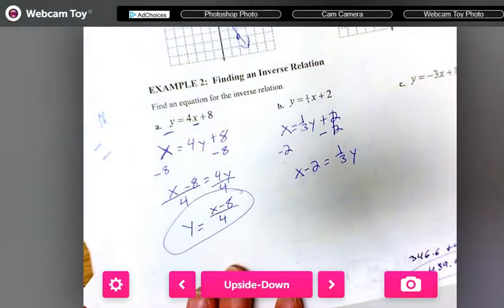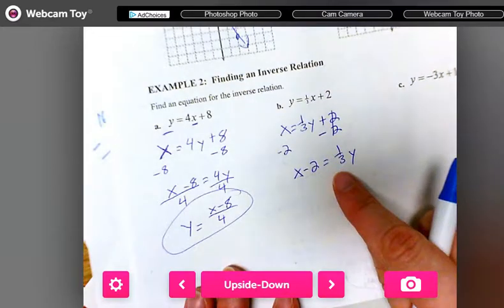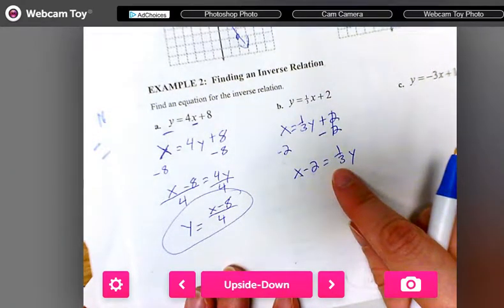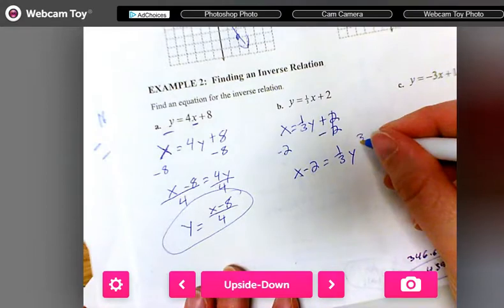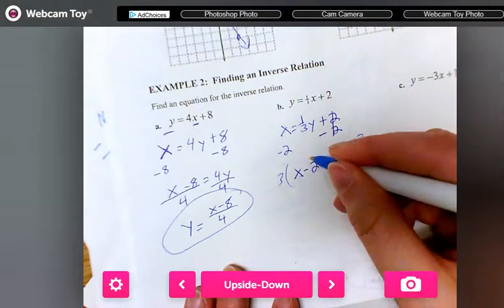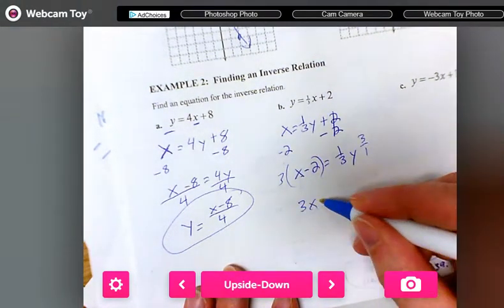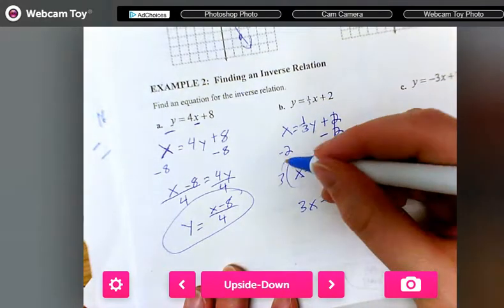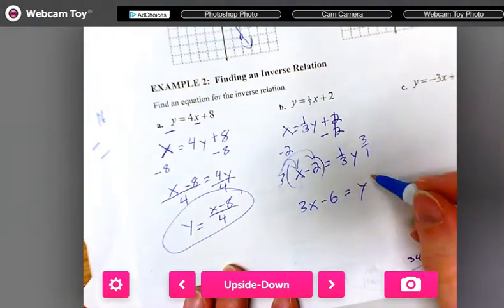I have a lot of people get stuck right here. What do I do to get rid of that 1/3? You multiply. So I multiply by 3 over 1. So 3x minus 6 equals y. Do you see that I distributed to get that?